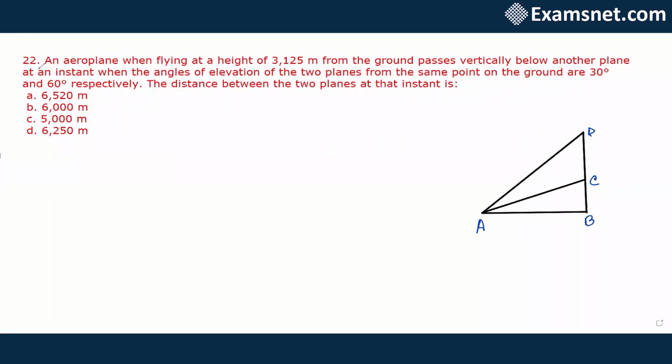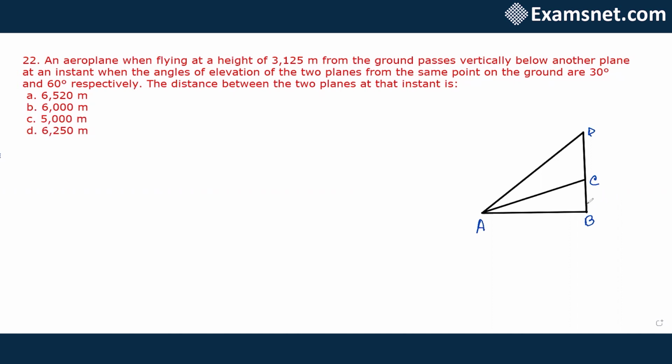Question number 22 states that an aeroplane, when flying at a height of 3125 meter from the ground, passes vertically below another plane at an instant when the angles of elevation of the two planes from the same point on the ground are 30° and 60° respectively. The distance between the two planes at that instant is, four options are given.